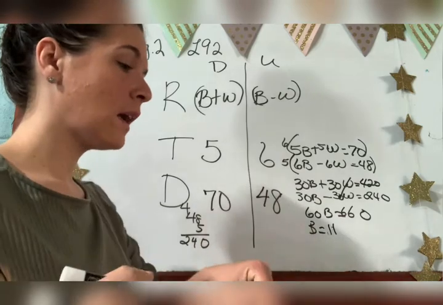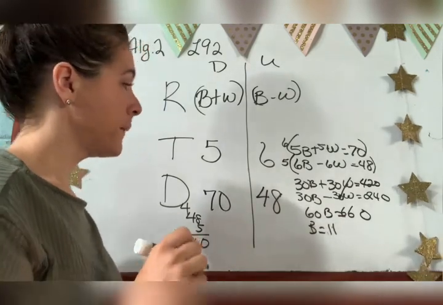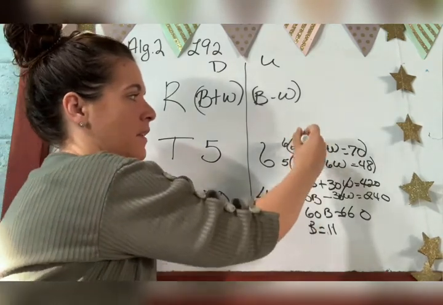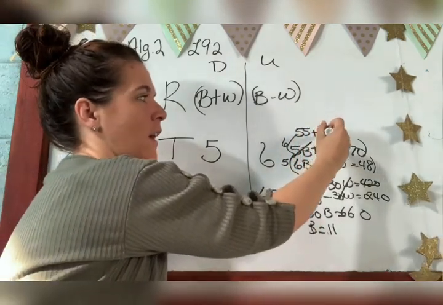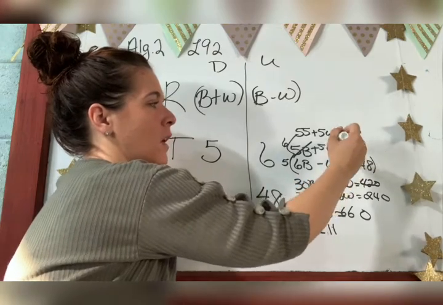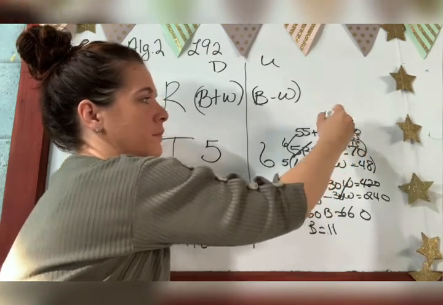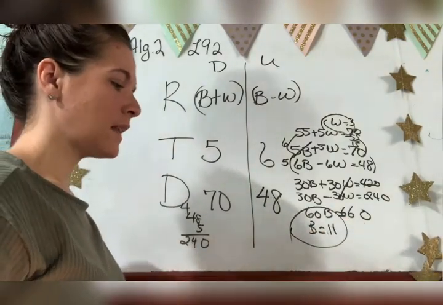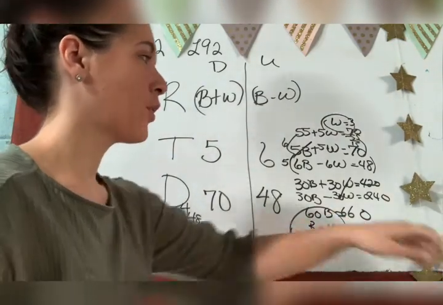Let's make sure we're right. So B equals 11, let's just plug it into here. It's going to be 55 plus 5W equals 70. So that's W equals 3. There you go. Okay, and let's do one more, example 3.